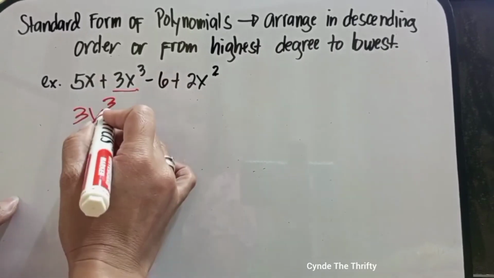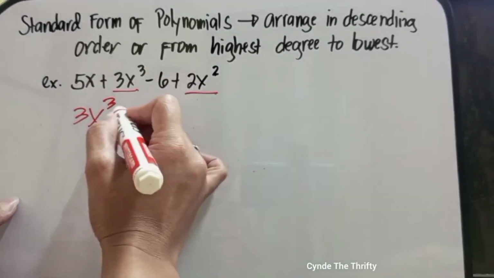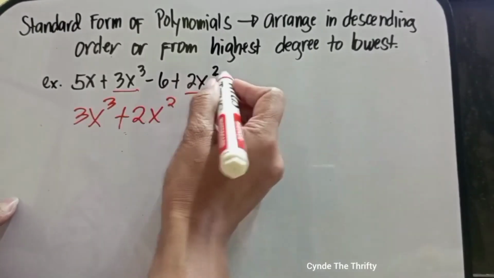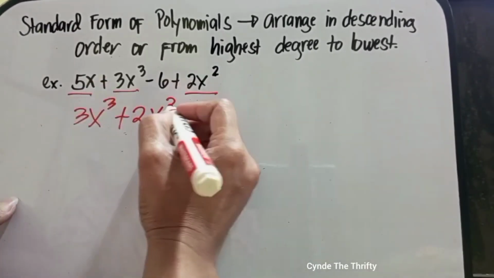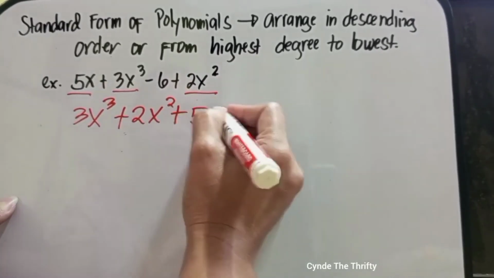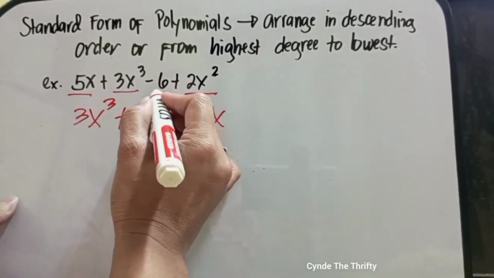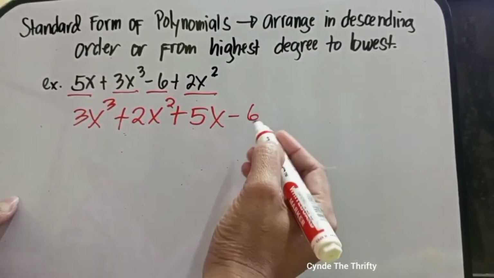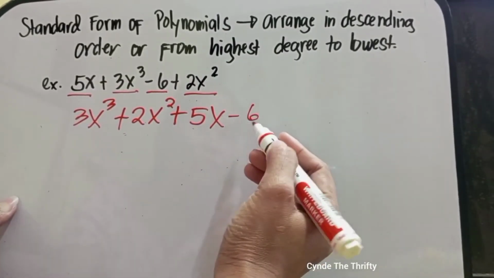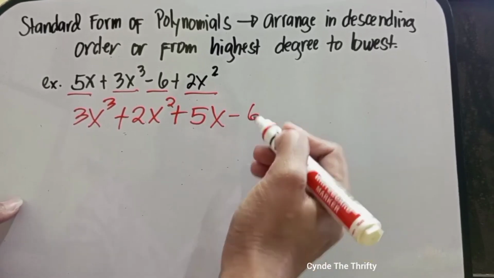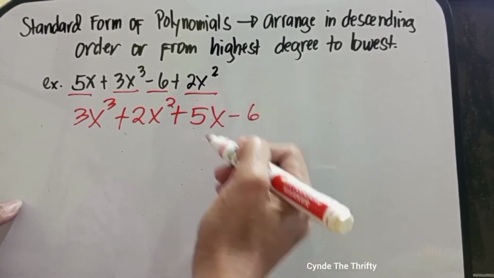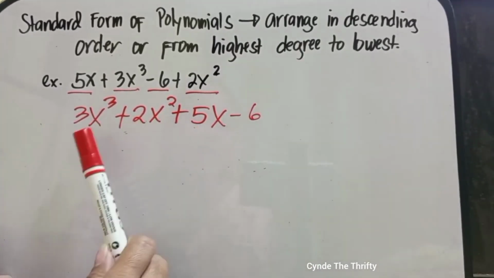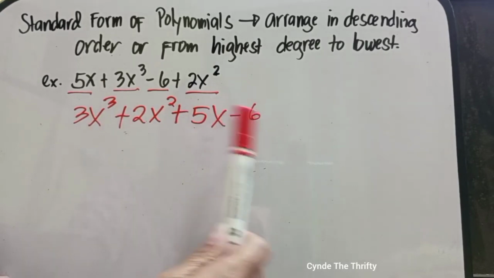And then, anong sunod ni cube? Squared. So, plus 2x squared. Anong sunod ni squared? 1. So, plus 5x, and then lastly is ang ating constant. So, minus 6. So, tandaan natin na nasa huli lagi ang ating constant kasi ang ating constant, ang kanyang degree is 0 dahil wala siyang variable. Okay, so ganito ang standard form. Naka-arrange ang kanyang degree from highest to lowest.